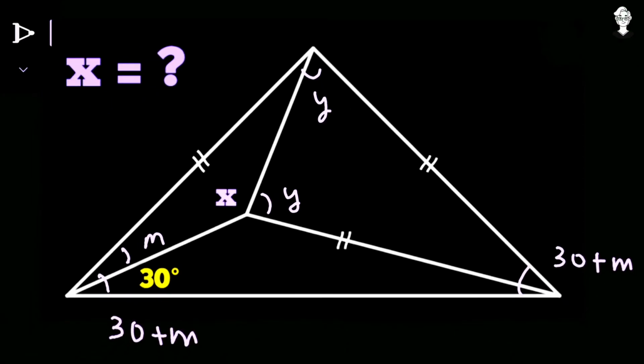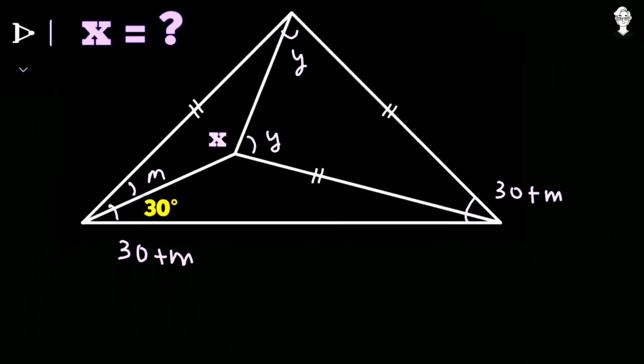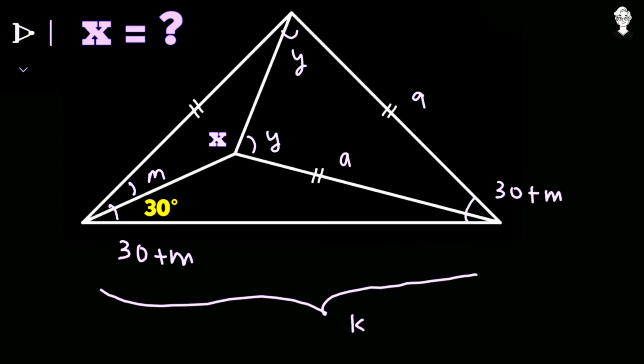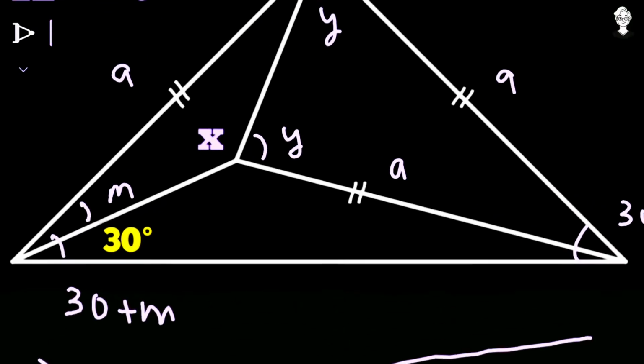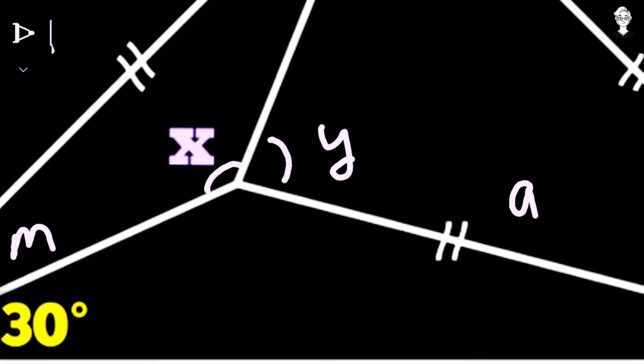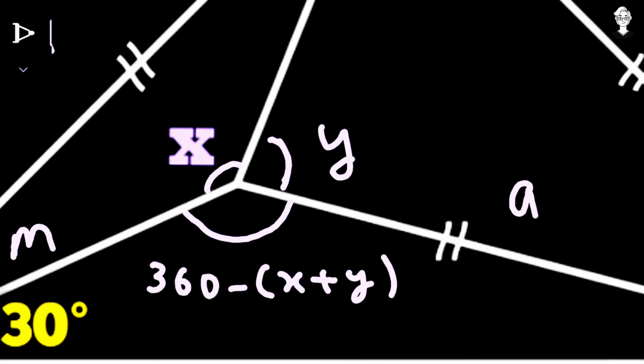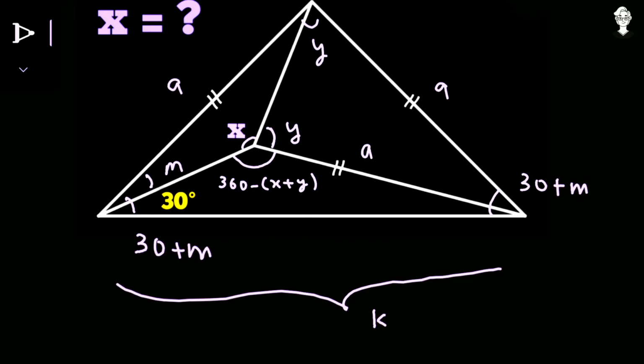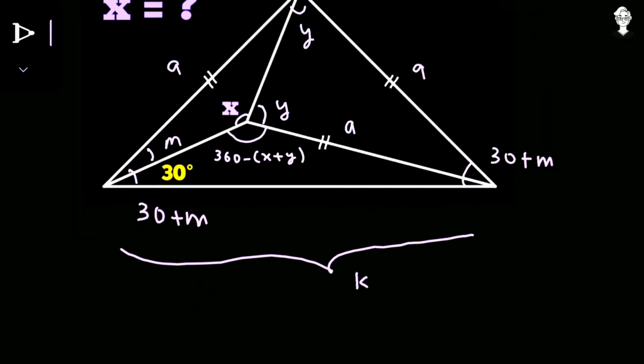Now let us have the sides of this triangle as variables. First of all, let the base of this triangle be k. These equal sides are a, so this is a, that is a, and this is a. At this point, this angle is x, and this angle is y. So this remaining one is going to be the complete angle, that is 360 minus the addition of both, so 360 minus (x plus y). Okay, all the necessary things have been marked. Now let's proceed to the solution.